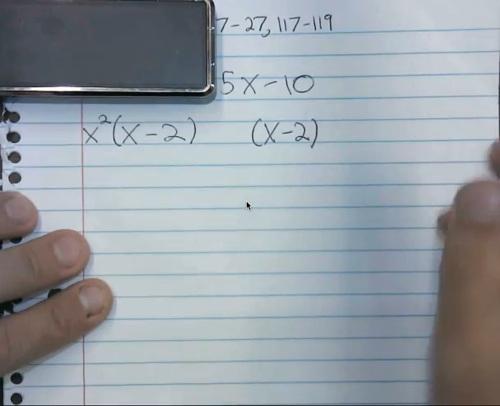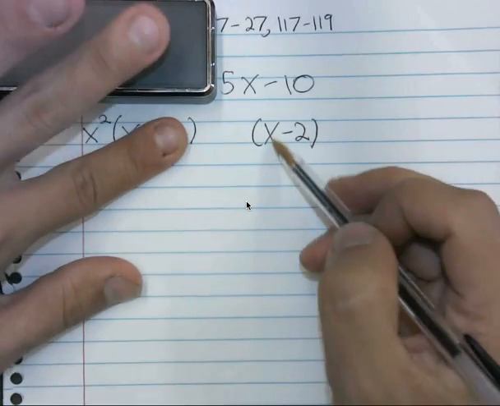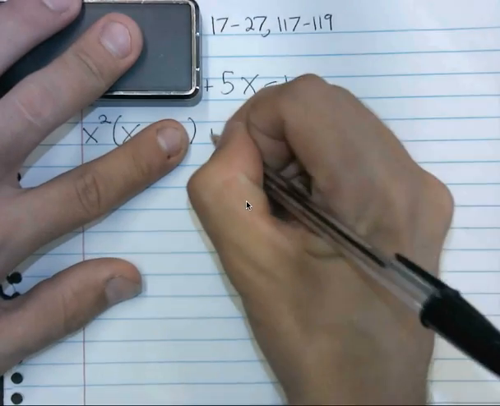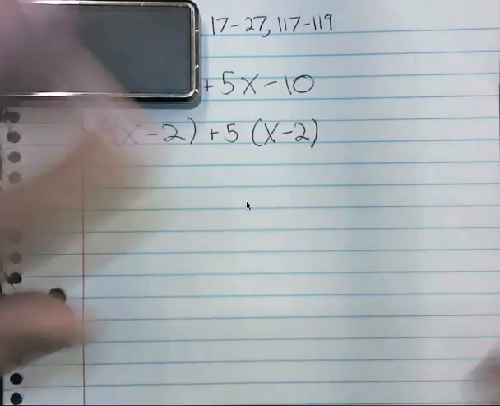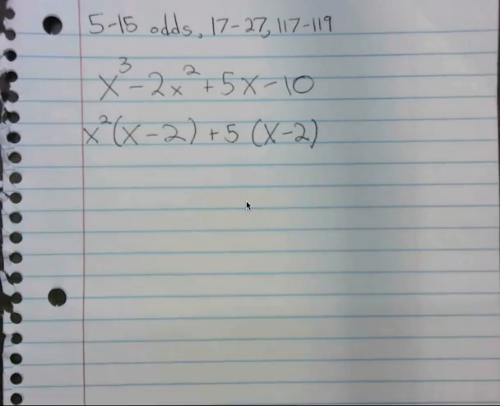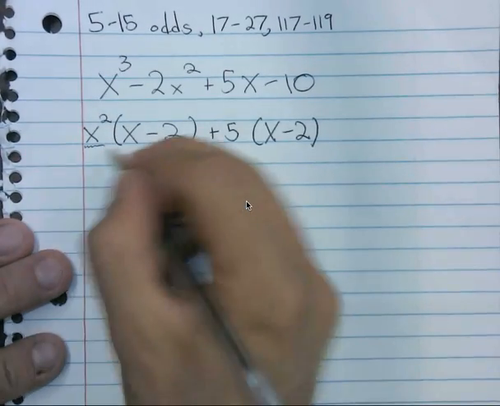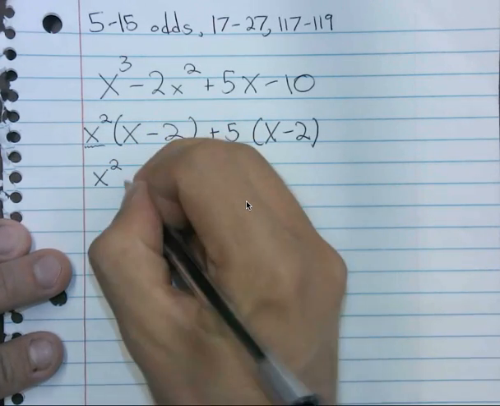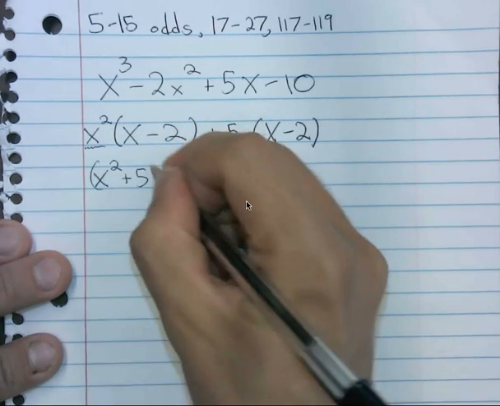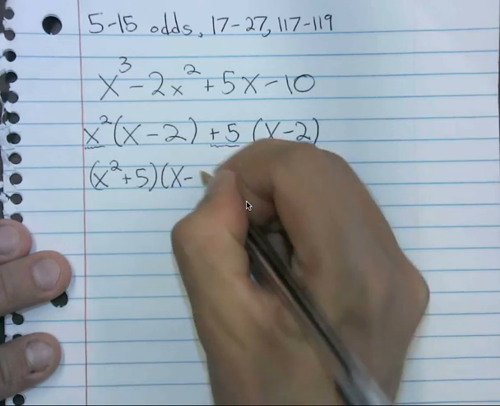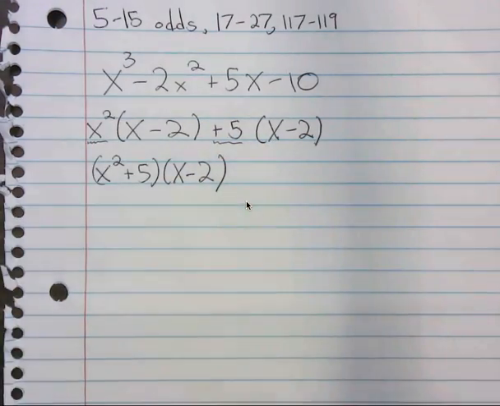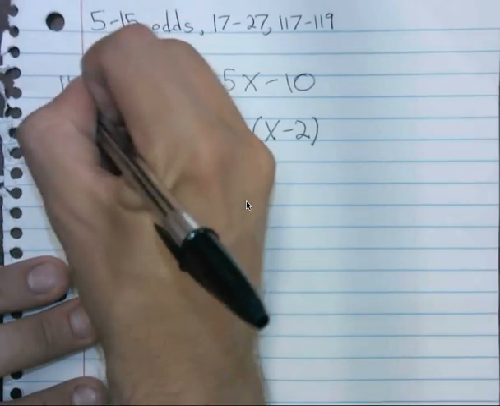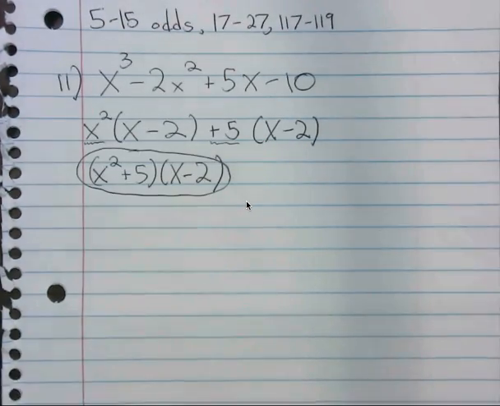Now we have to ask ourselves, what times x would get us positive 5x? It's pretty easy to say it's going to be positive 5. So based off of this, we take our two greatest common factors, seen here, and make a new binomial with those, x squared plus 5, also include x minus 2, and we're done. This is the factored format for 11.